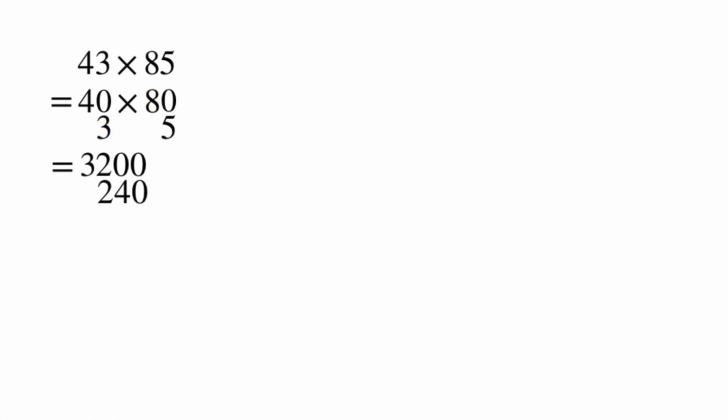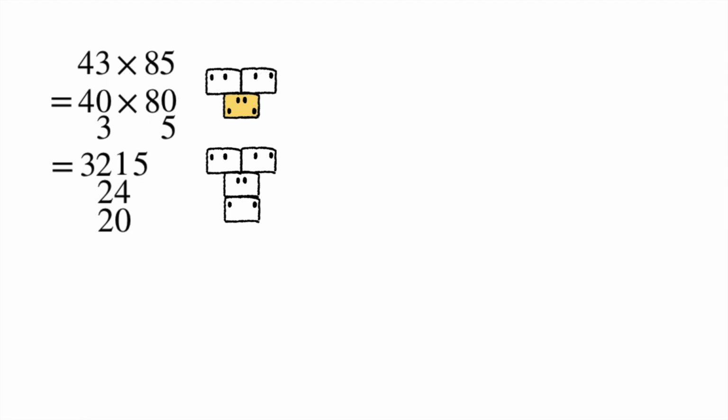This multiplication consists of 4 parts. 40 times 80, 3 times 80, 40 times 5, 3 times 5. Then removing these zeros, put this 15 here. Call this shape convex block. Also this. Another convex block. I'll show you how to use them.